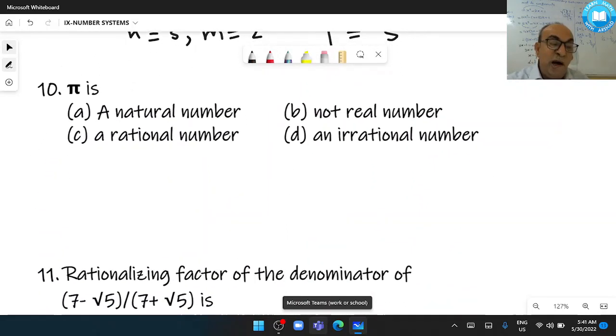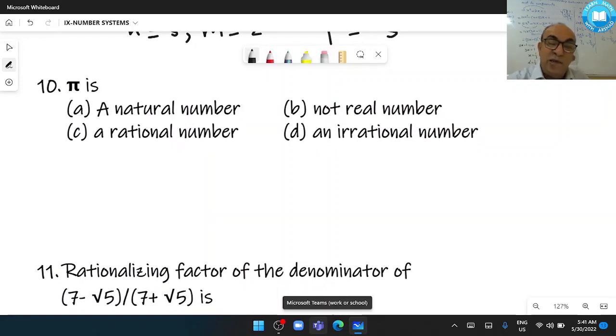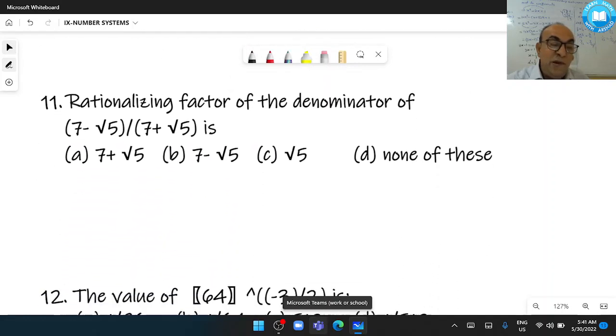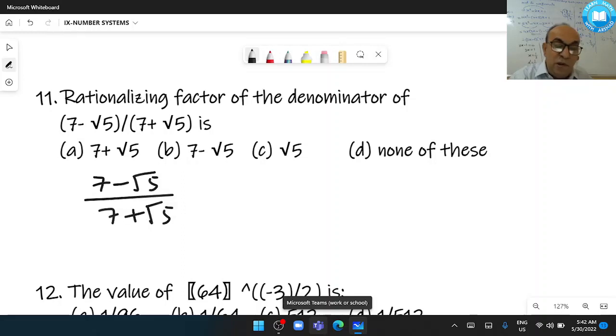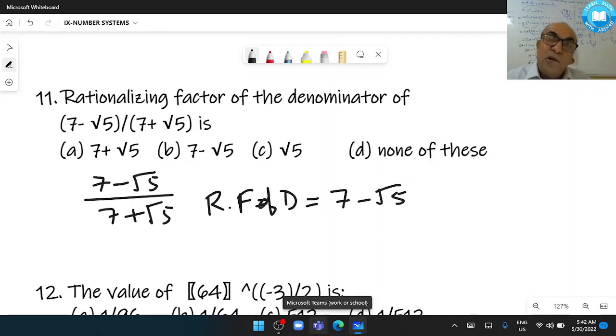Now the next one, pi: already you know pi is an irrational number. Now question number 11, rationalizing factor of denominator. So 7 minus root 5 and 7 plus root 5. The denominator is 7 plus root 5, so the rationalizing factor will be 7 minus root 5. So what is the rationalizing factor?